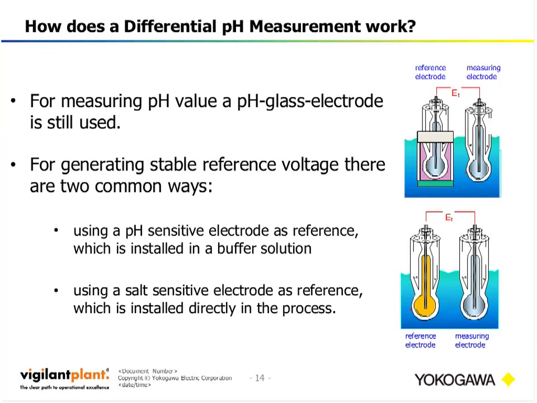You can either use a pH-sensitive electrode as a reference, which is installed in a buffer solution. The idea of using this glass sensor is that now the silver-silver chloride element of the reference is protected against poisoning and other problems. The other way you can do it, which is the way Yokogawa does it, is to use an ion salt-sensitive electrode as a reference, and that's installed directly in the process.